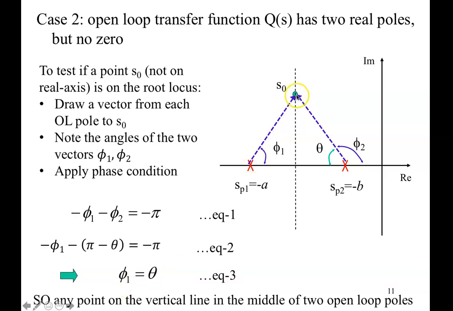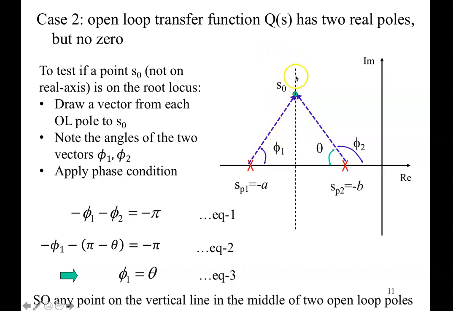If this point is a possible closed loop pole or is on the root locus, then this angle must be equal to that angle. Now, think about that triangle here. What triangle does that give us? Two sides, this angle equal to that angle, means that length equals that length. That's our isosceles triangle.